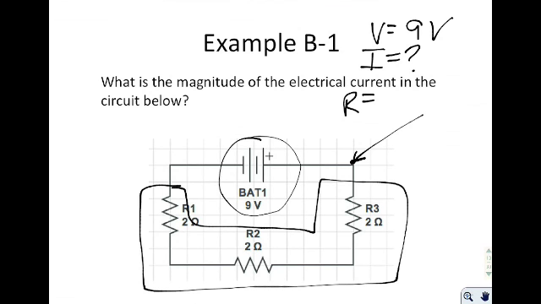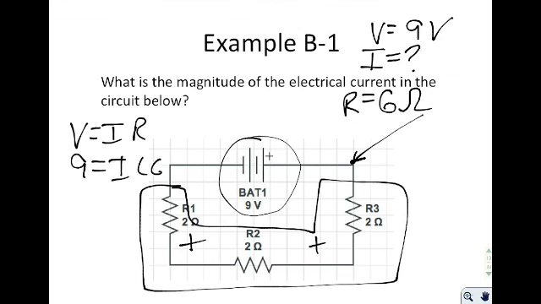Now the equivalent resistance in this case is 2 plus 2 plus 2, or 6 ohms of resistance. Now I can apply Ohm's law and say V equals IR, and I can plug in: 9 equals I times 6, or I equals 1.5 amps. So I can say that the current at any point in this particular circuit is going to be 1.5 amps. It doesn't matter if it's right here at the beginning of the battery or right here at the end of the battery. It's going to be 1.5 amps no matter where you look.